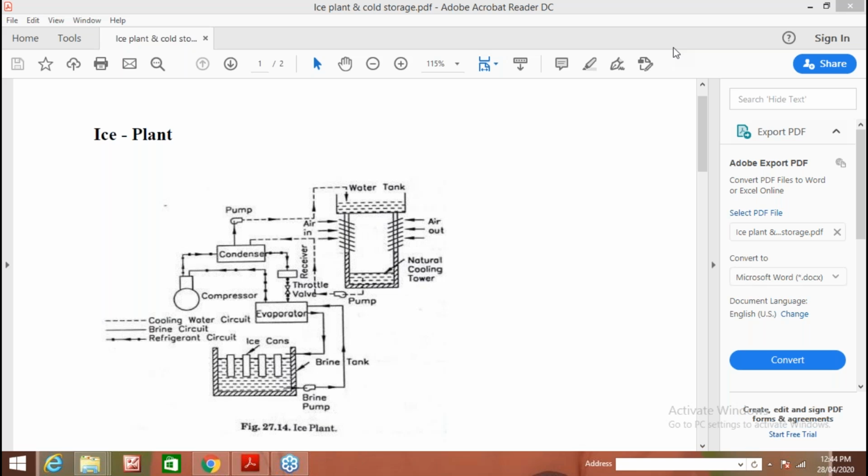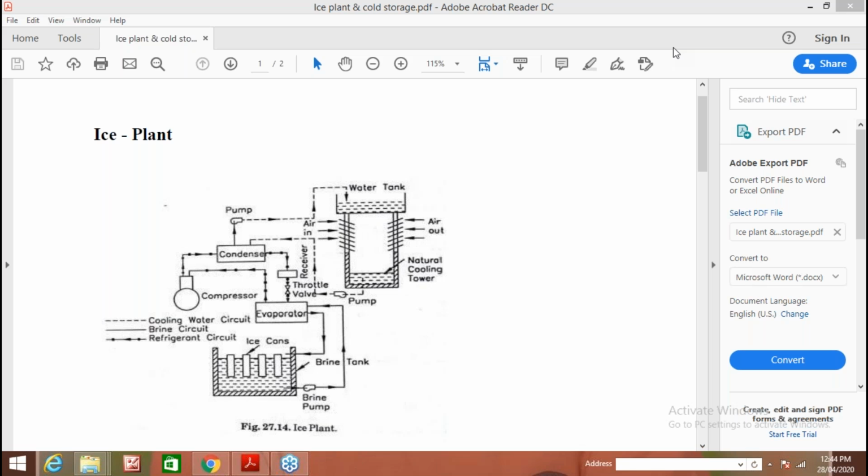But ammonia is hazardous. That is why brine is used, so ammonia is not directly in contact with ice. Ammonia will take heat from the brine, and the brine takes it from the water. Understood? This is a very important part.